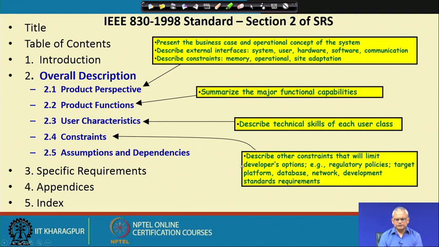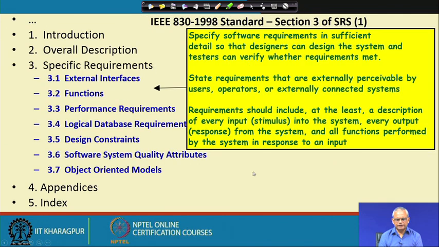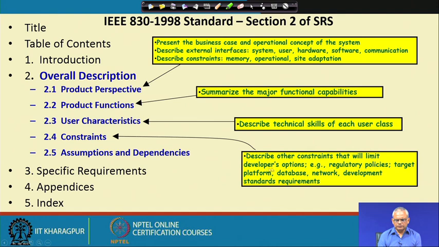The constraints here are what platform will be used, the database that will be used, the network, development standards and so on. And then if there are any assumptions or dependencies, we need to mention that.